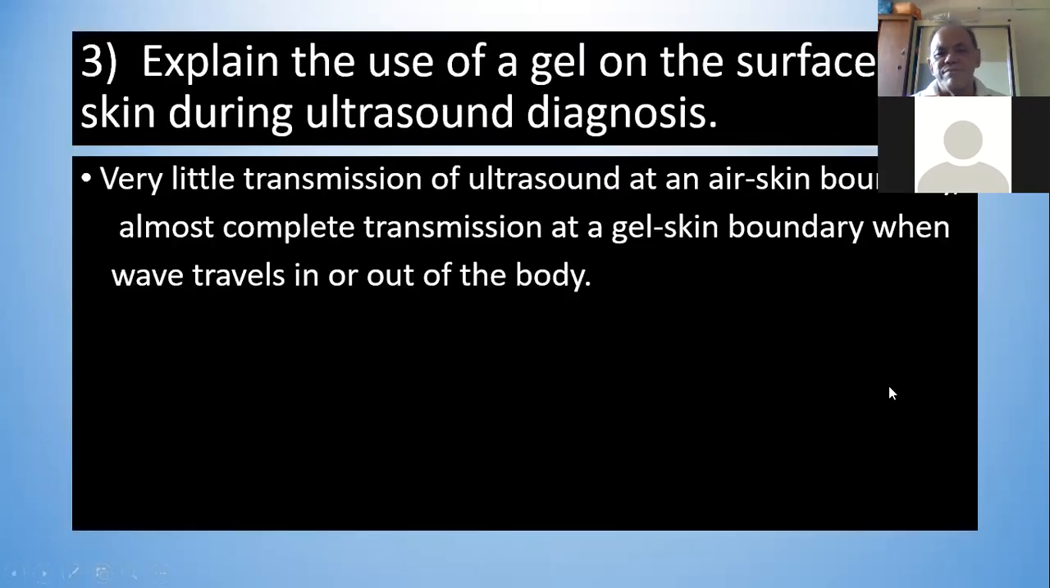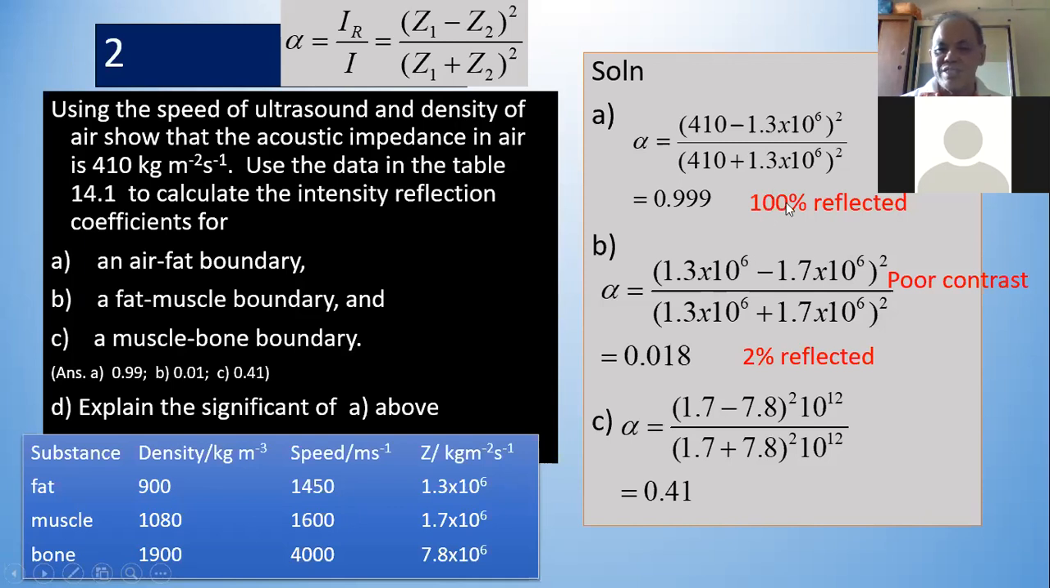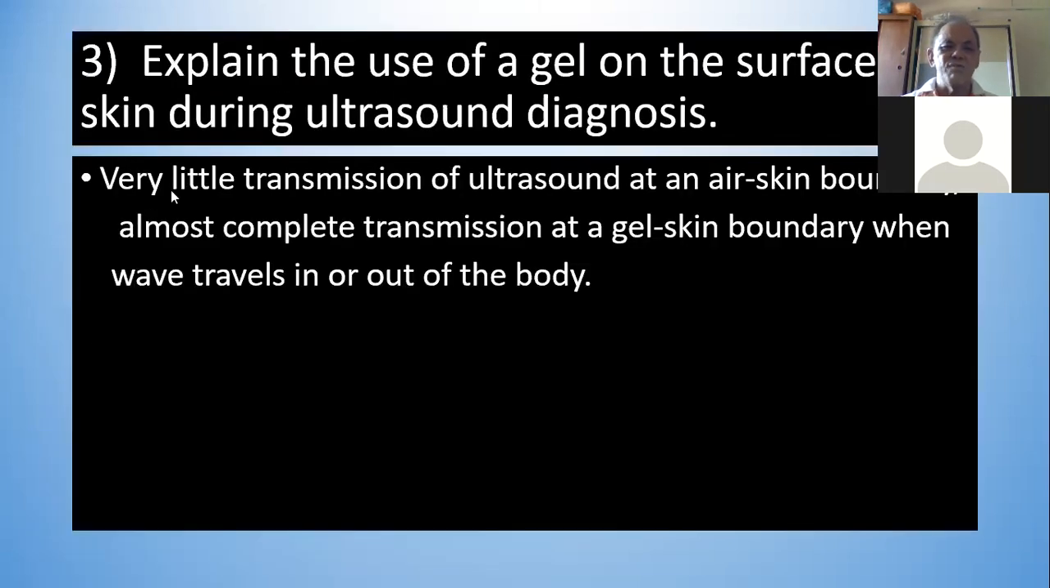Explain the use of gel on the surface of the skin during ultrasound diagnosis. I can see from there, for the skin, it's not good. We want the ultrasound to enter the body. Then we can see the image of the organ in the body or the tissue in the body. We don't want 100% reflected. We want a lot to enter. So very little transmission of ultrasound at the air-skin boundary. Almost complete transmission at the gel-skin boundary. That's the reason why we use a gel. It has almost the same density as the skin. Okay? So if that is so, then when the wave travels in and out of the body, it doesn't get reflected.